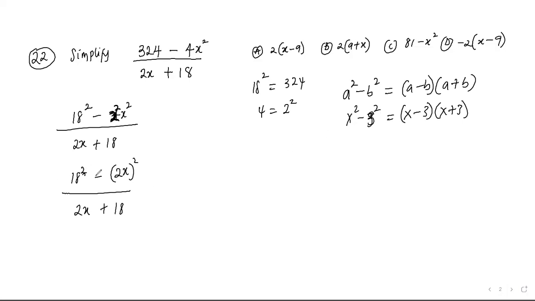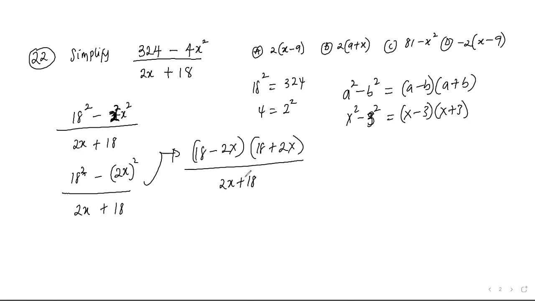So now we have 18 squared minus this squared. So from that explanation, this is going to become 18 minus 2x, right? Then times 18 plus 2x all over 2x plus 18. And also, let me quickly do something right here. This 2x plus 18 can also be written as 18 plus 2x because 18 is positive, it's still positive here. 2x is positive, it's still positive here. So it's still the same thing, you understand?